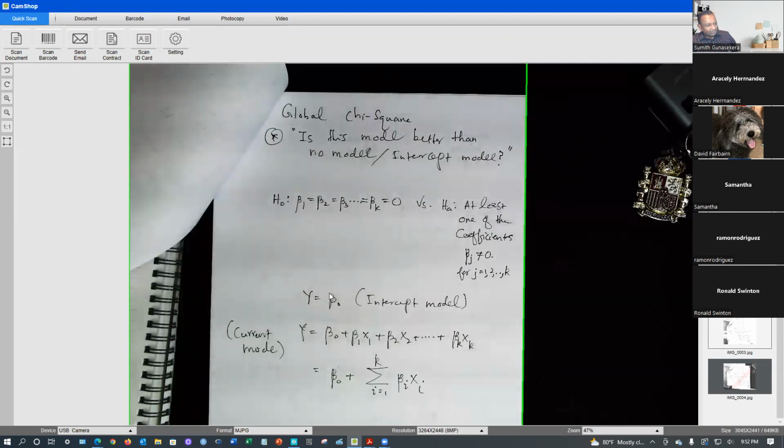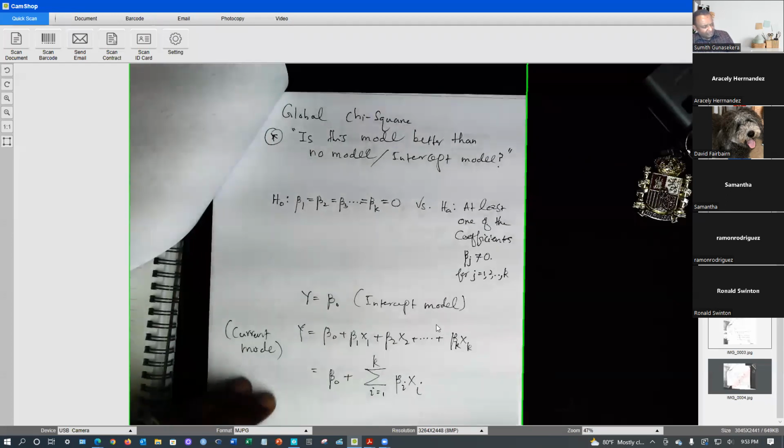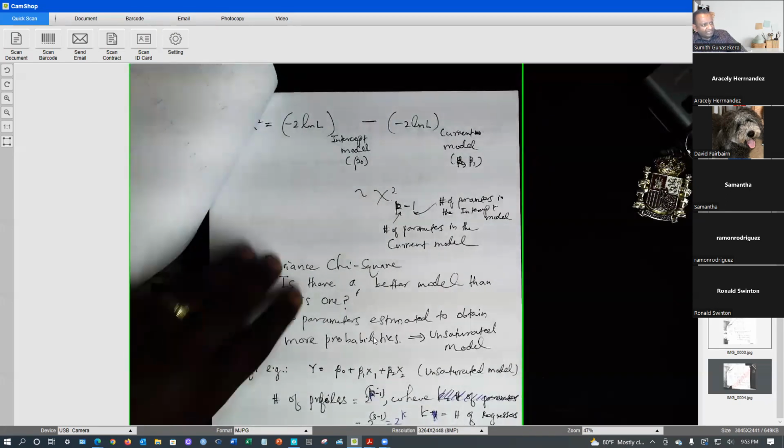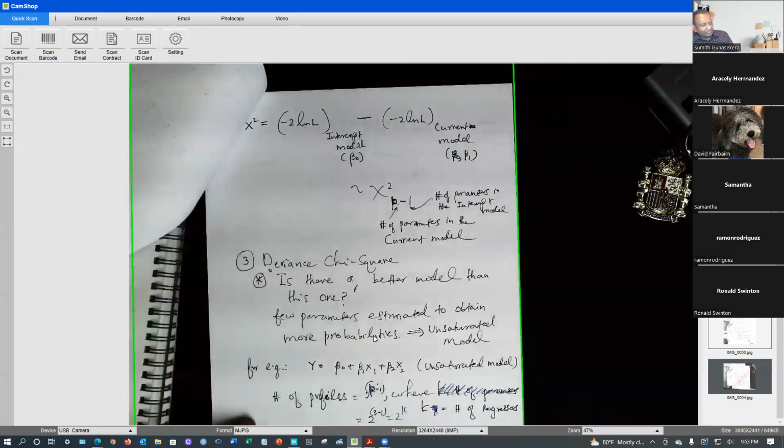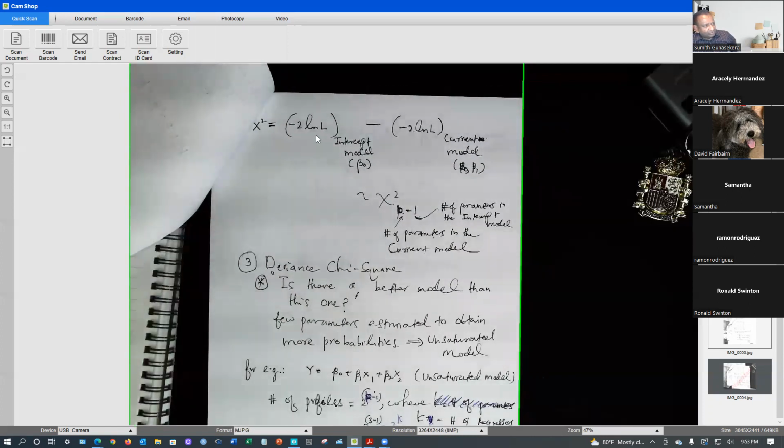See, this will be compared and contrasted with this one. This is my model. This is a full model. This is a reduced model. This is a current model. This is an intercept model. This is a saturated model, unsaturated model, like that. Can you remember? If that's the case, your chi-squared should be what? Minus 2 ln L for the intercept model minus minus 2 ln L for the current model.